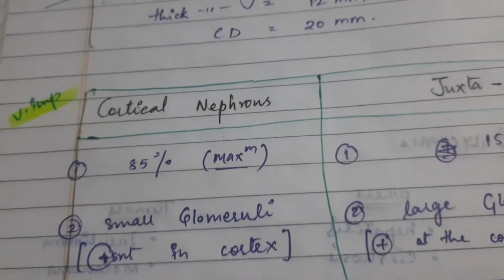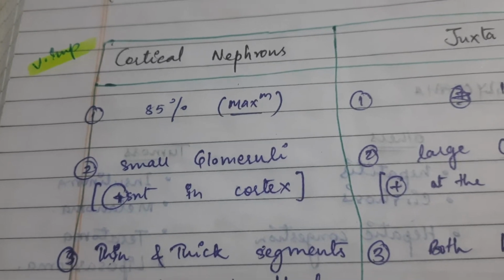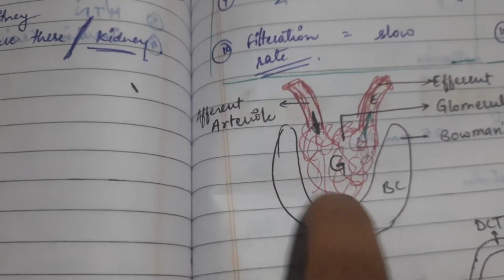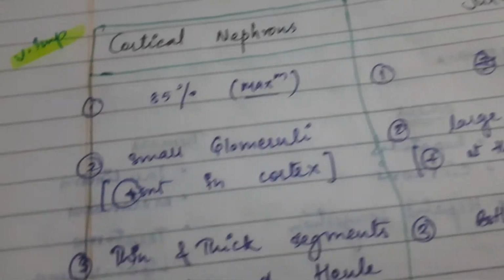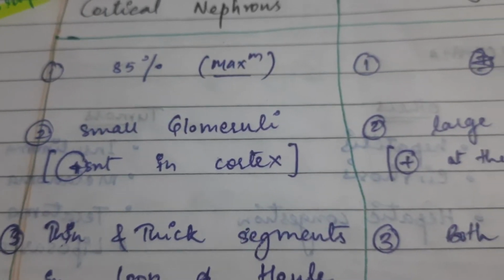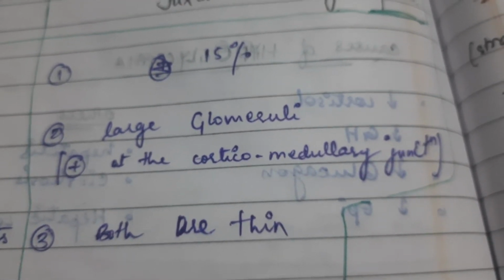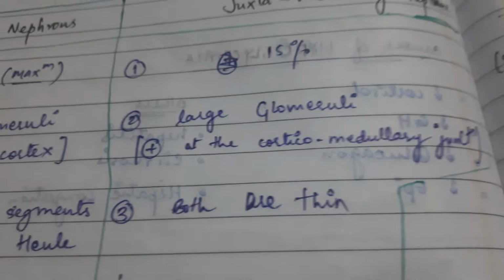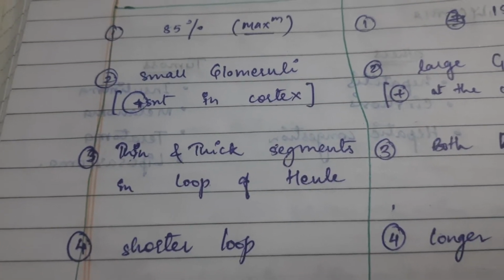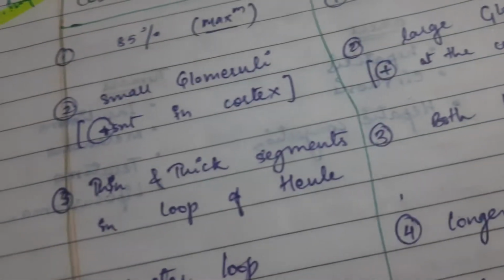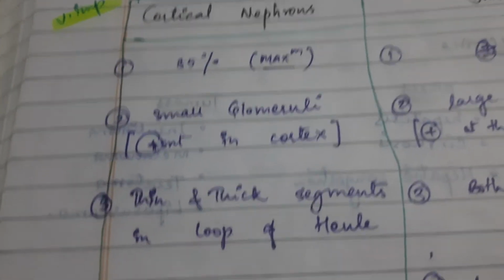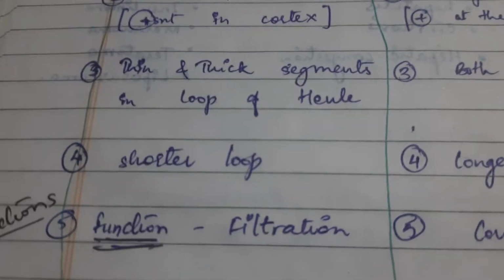Okay. Cortical nephrons have small glomeruli. Glomeruli is this. Okay, if you have forgotten, glomeruli is small, present in the cortex. Here, the glomeruli is large and present at the corticomedullary junction. Then, thin and thick segments in the loop of Henle are present. Both are thin here, and in cortical nephrons, thin and thick segments are present. The loop is shorter. Here, the loop is longer.